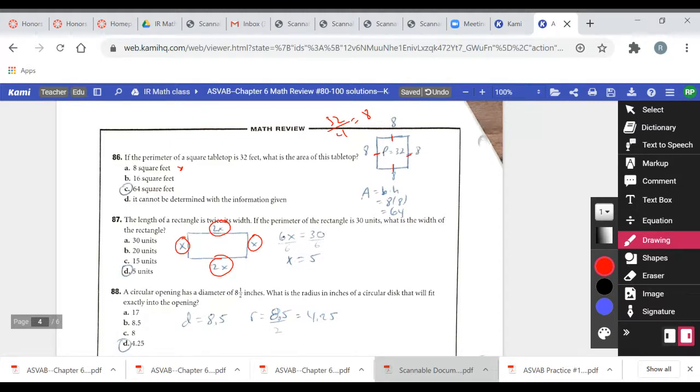And again, if x is 5, that is my width. And the question is saying, what is the width? Okay, so just be careful what the question is asking for.